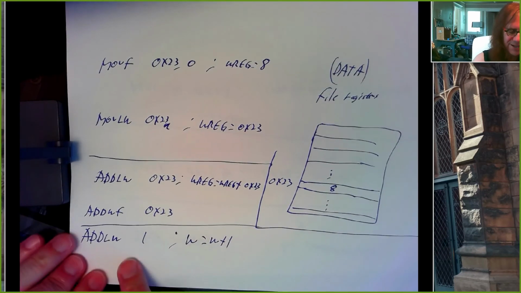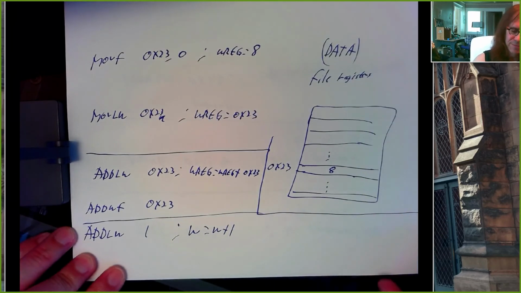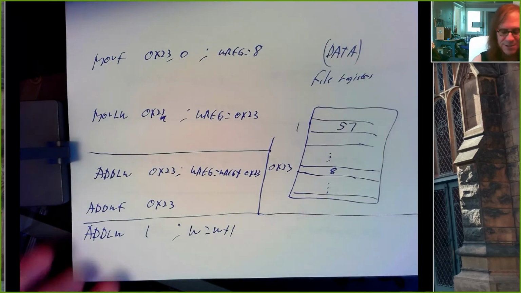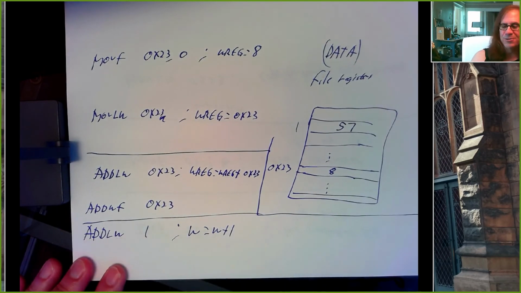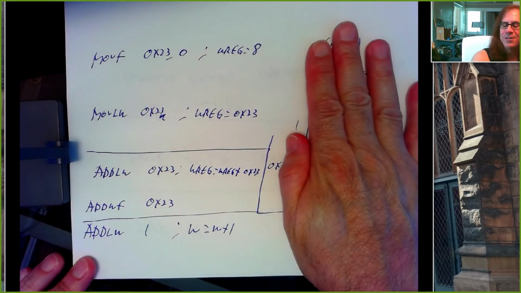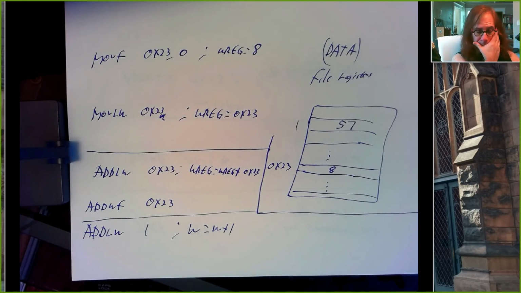If I say add literal W 1, I'm incrementing the W register. Now file register 1 might have the number 57 in it. I'm not going to add 57 to W. I'm adding 1 to the W register. So these literals have nothing to do with the file registers. It's just the number. That's interesting, because that actually means that those specific files and the number within hold two different contents. Basically, yeah.